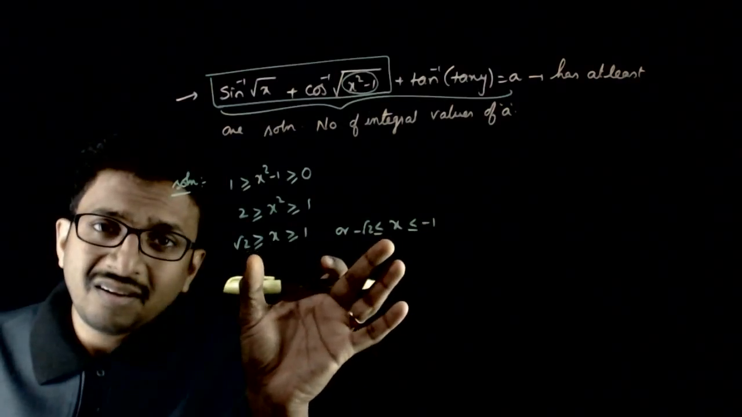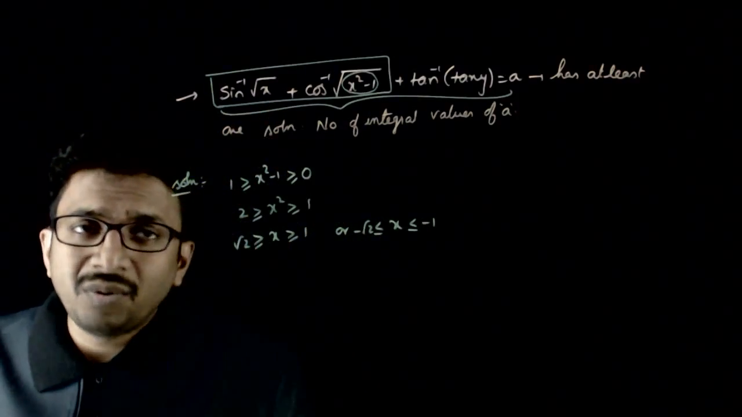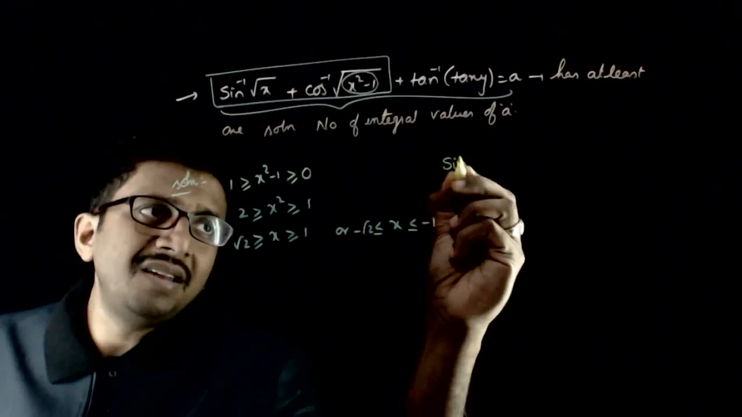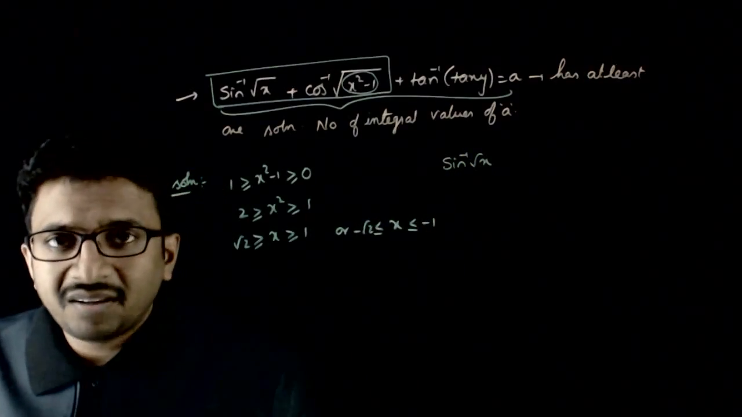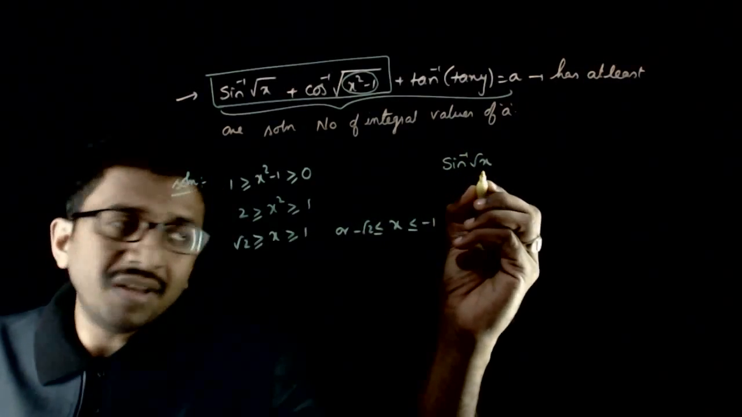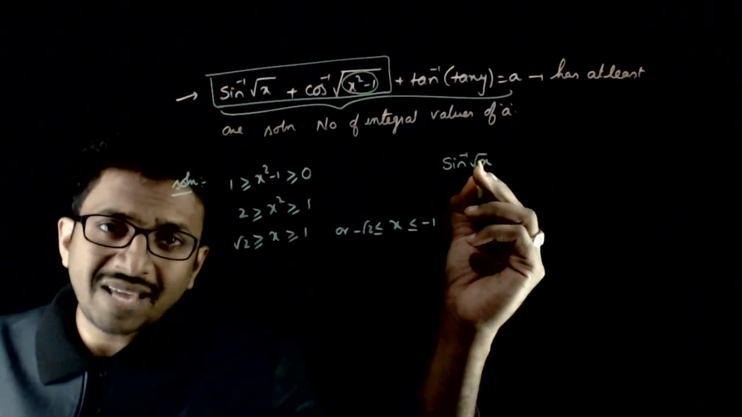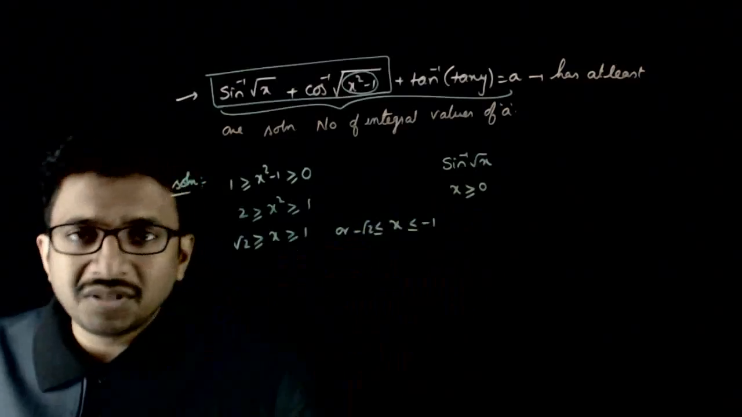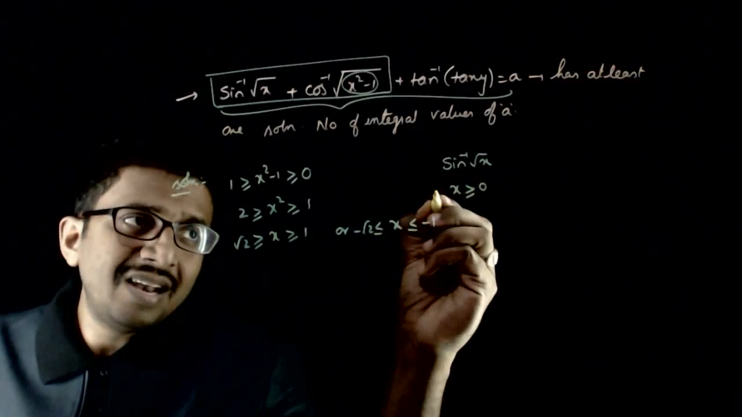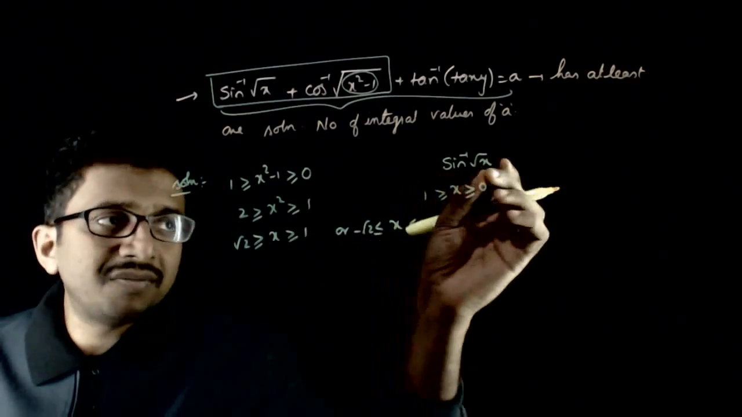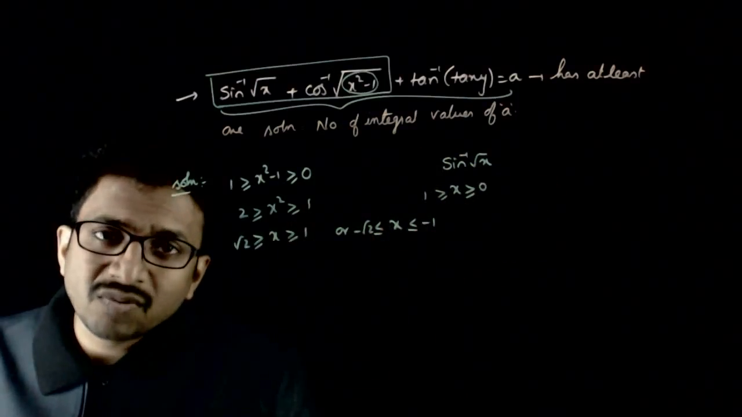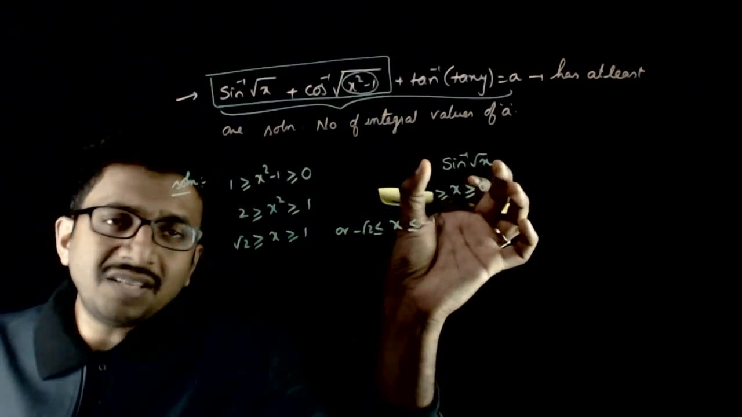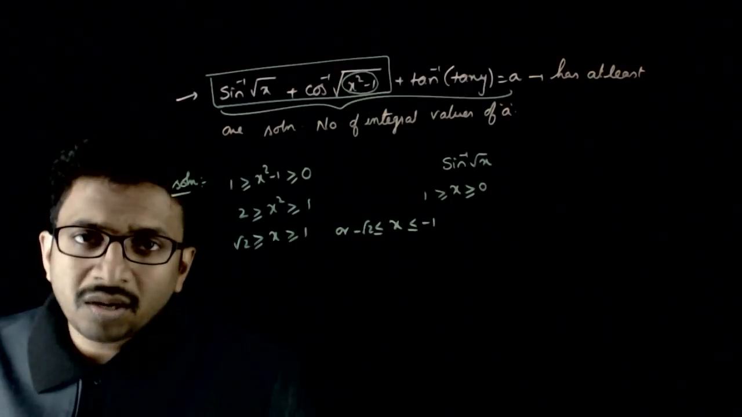But let us look at this sine inverse of root x. When will this be defined? This will be defined only when x is positive, because x is inside the square root. So x has to be greater than or equal to 0, but less than or equal to 1, because if x is more than 1, sine inverse root x will not be defined. So for this to be defined, it has to be in between 0 and 1.